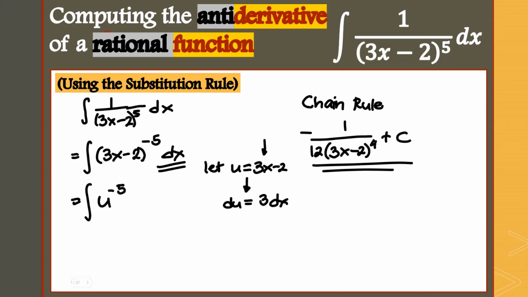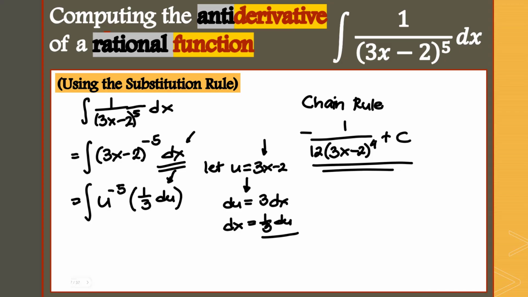But take note, what we need is actually dx, not 3dx. So to solve for dx, we divide both sides by 3. Your dx becomes 1/3 of du. Take note, dx becomes 1/3 of du. We need to use this entire form, not just du, because we have here dx. This becomes 1/3 of du.